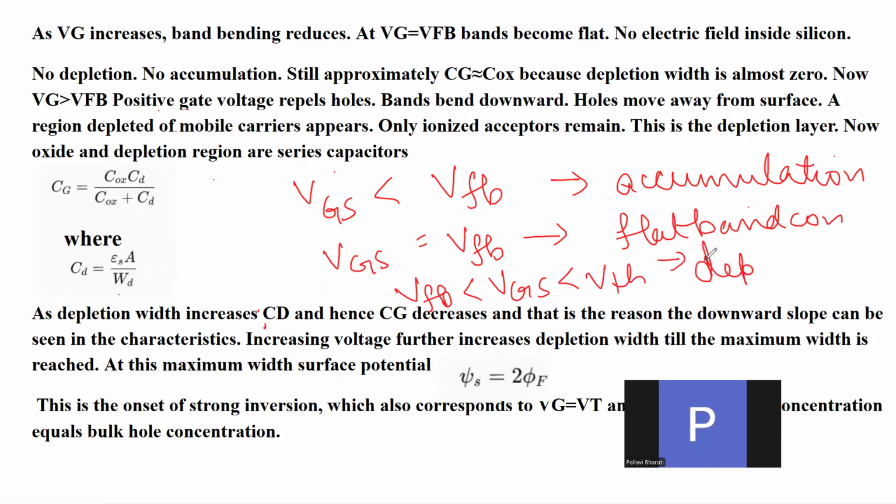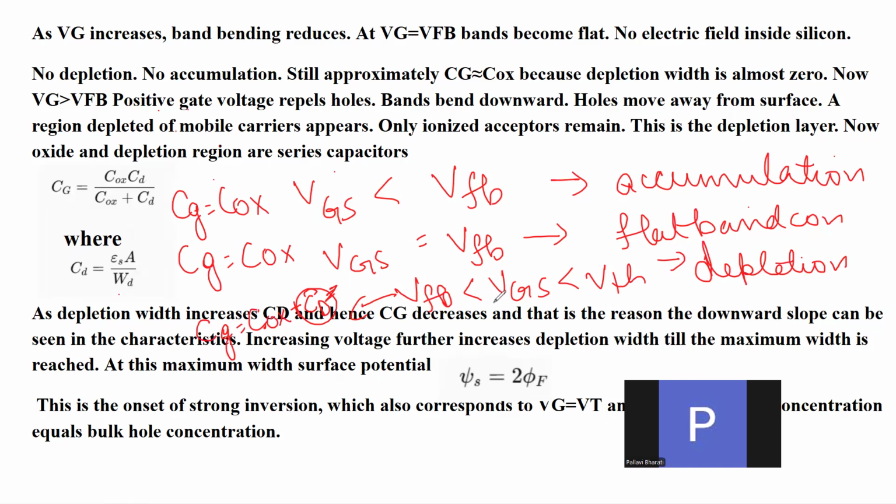In this state, the capacitance is decreasing. In accumulation, the gate capacitance is equal to the oxide capacitance. Here also, the gate capacitance is the oxide capacitance. But at this point, the gate capacitance is the series combination of Cox and CD. Where is this depletion capacitance coming from? The depletion layer between the source and the p-type and the drain and the p-type is creating the depletion capacitance.